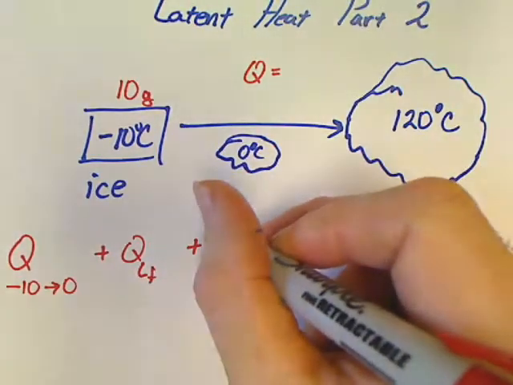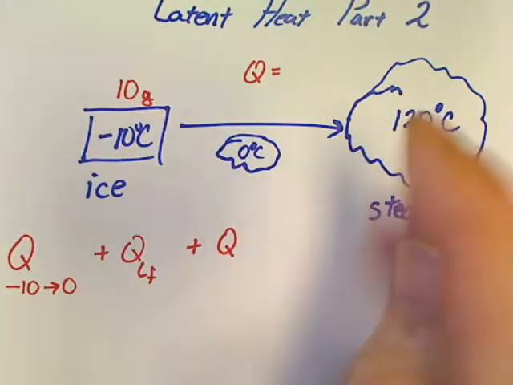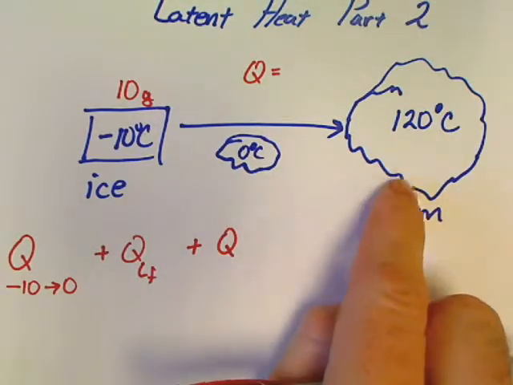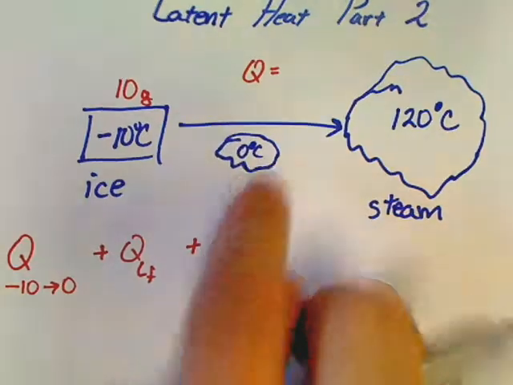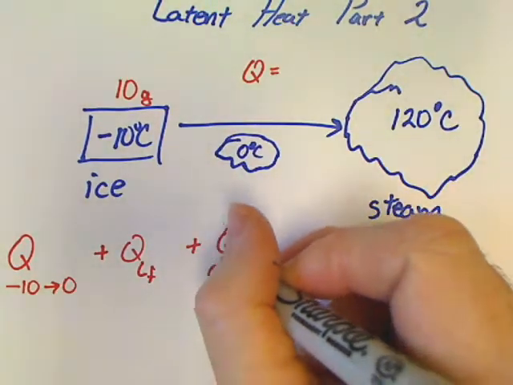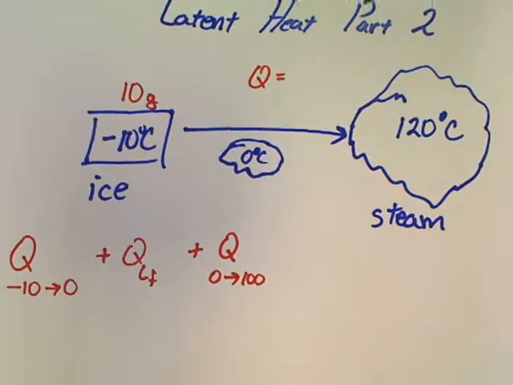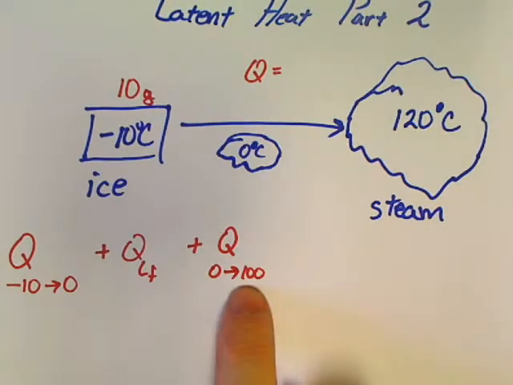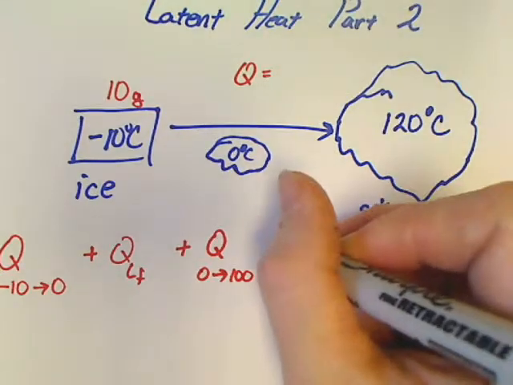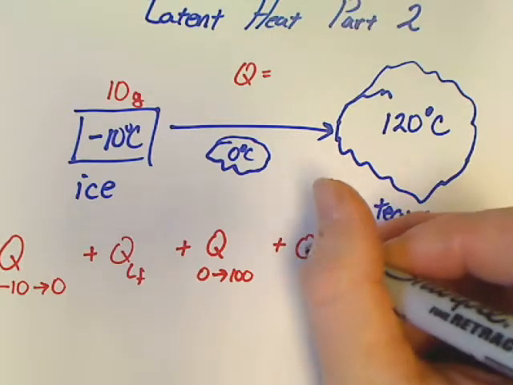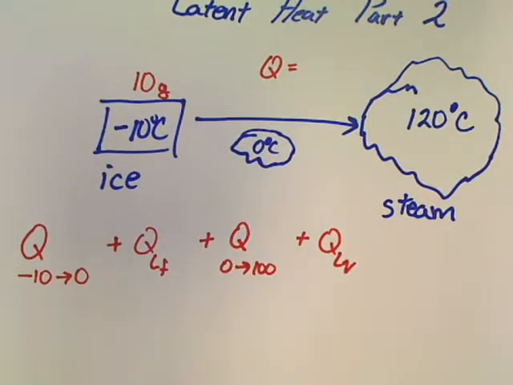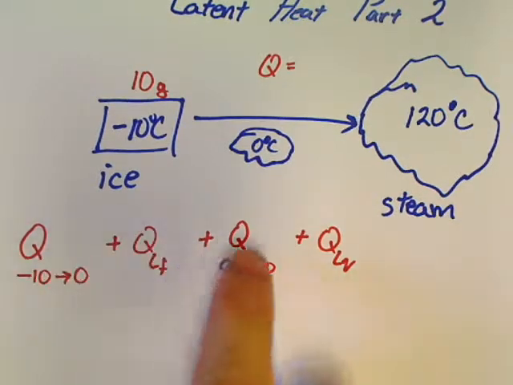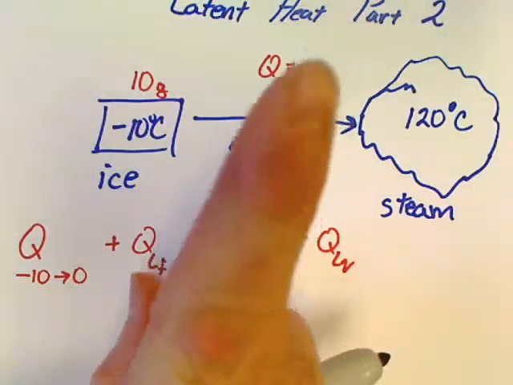So now I've got to do a Q. Before I can boil that water and turn it into steam, I got to take that water that's at 0 and heat it up to 100 degrees. Now, once I get the water to 100, I can start boiling the water, which would be a QLV. Good grief, I've got 1, 2, 3, 4 Qs. Well, guess what? You get one more.